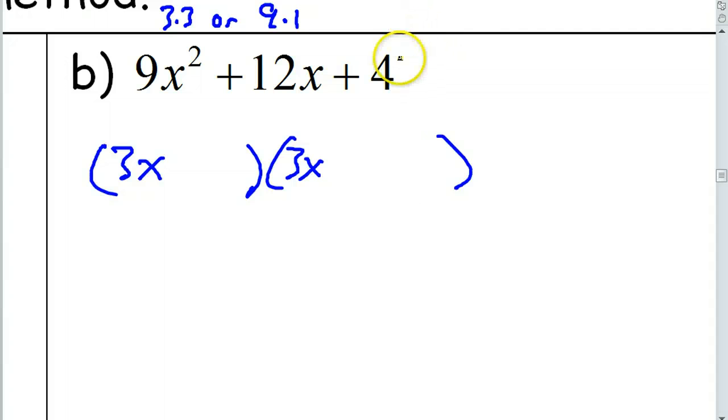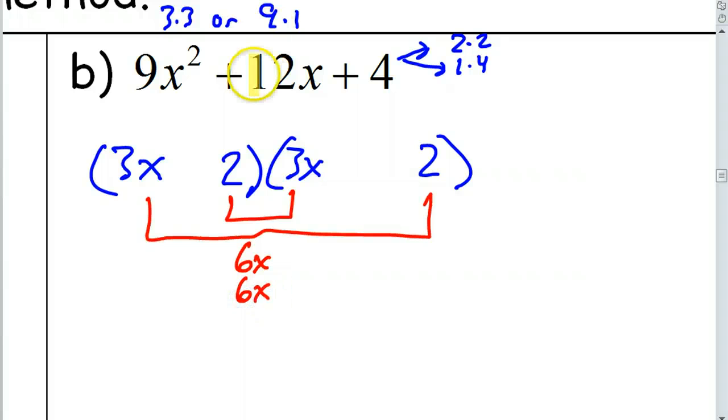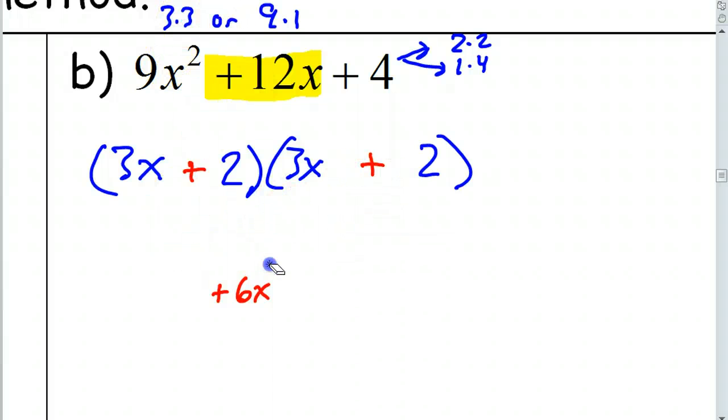Then I look at the 4. The 4 could either be 2 times 2, or it could be 1 times 4. I would try the 2 times 2 first. Remember, inner plus outer equals middle. That's how we always did this. When I say inner and outer, I'm talking about these. This is inner, and this is outer. Inner, I have 6x. Outer, I have another 6x. I'm trying to get a middle of positive 12. Can I get a positive 12 out of 6x and 6x? Sure, if they're both positive. That would make this positive 2 and positive 2. Will I get a positive 4 if I do positive 2 times positive 2? Yes. So that means this is definitely the right answer. So I can put a box around it. Call it a day. Any questions on part B?